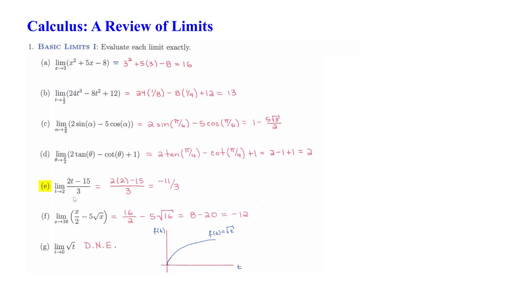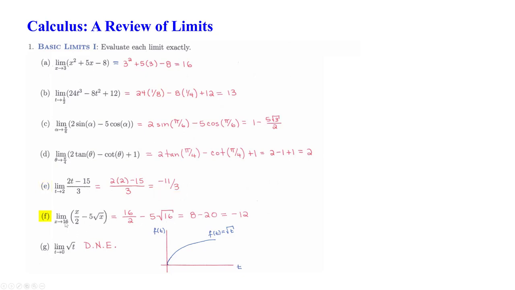E is another polynomial function. Now, it's rational, but it's also polynomial since there's no variable in the denominator. And again, we can evaluate this through the mechanism of functional evaluation. So we just plug in, we get the answer of negative 11 over 3.